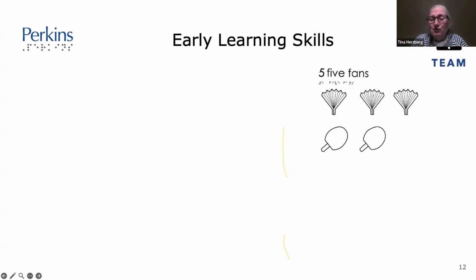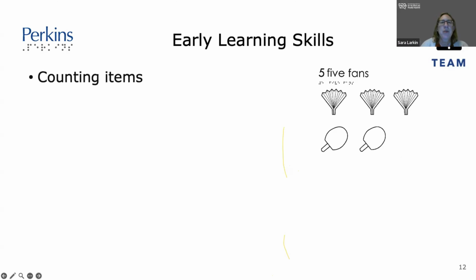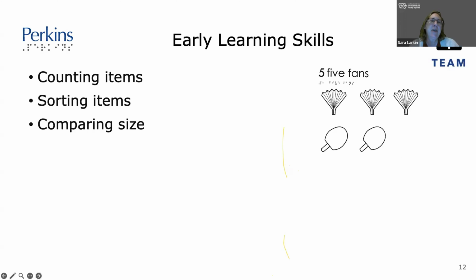And so what the students are asked to do though is to be able to count. And so even though there are 2 different shapes within that, they need to realize that there are 5 total fans. Leslie, could you go ahead and forward through those bullets? Perfect. Thank you.